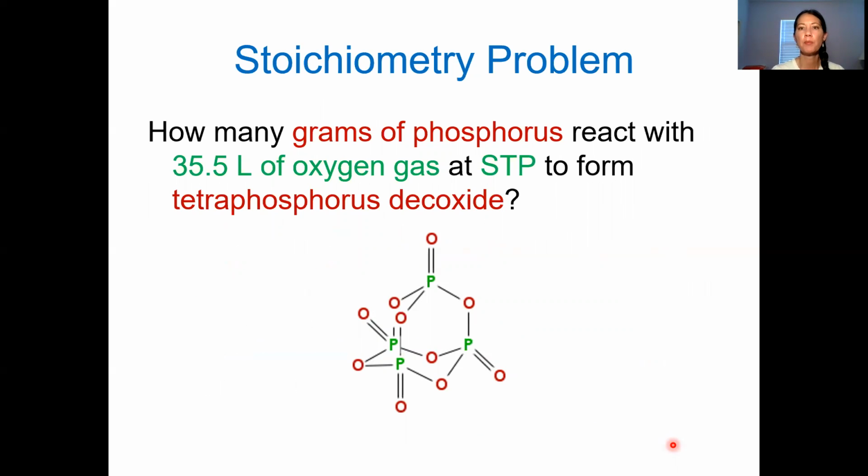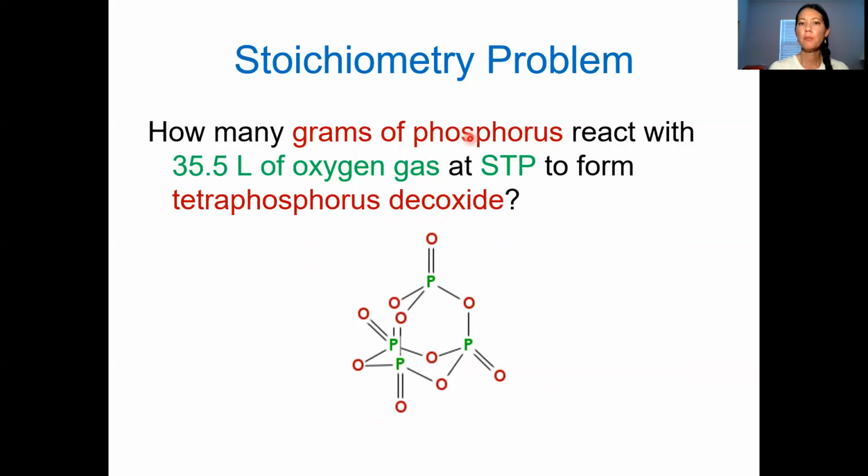Our last type of stoichiometry problem is shown here. And basically, stoichiometry problems talk about a reaction. So here's an example. How many grams of phosphorus react with a certain amount of oxygen at STP, so I'm throwing in an STP condition, to form tetraphosphorus decaoxide, which I draw here. But you could figure out the formula from the name. So your first step is to write a balanced equation. Then the only way to go from O2 to phosphorus is using the equation and mole ratio.